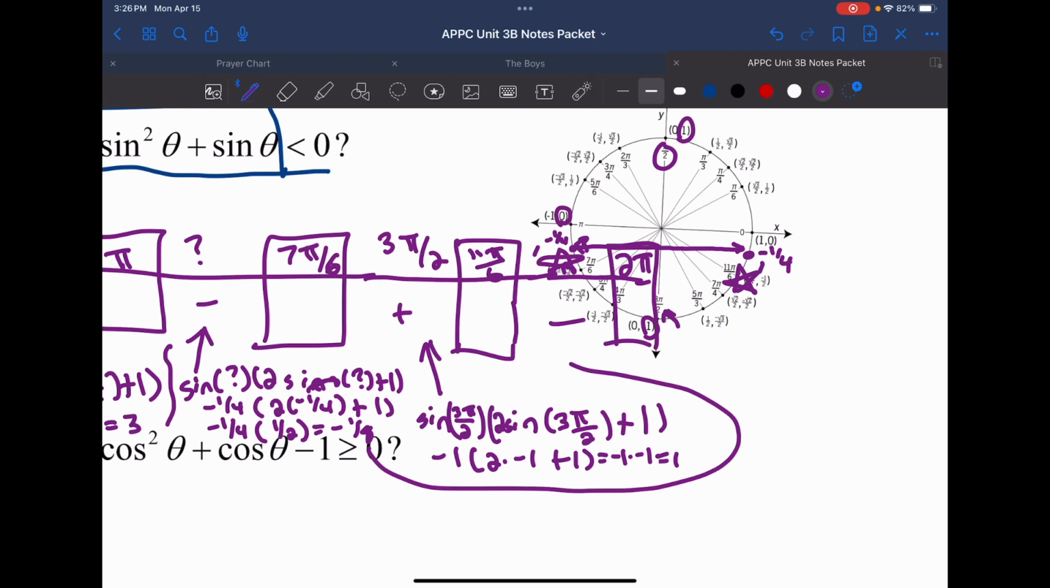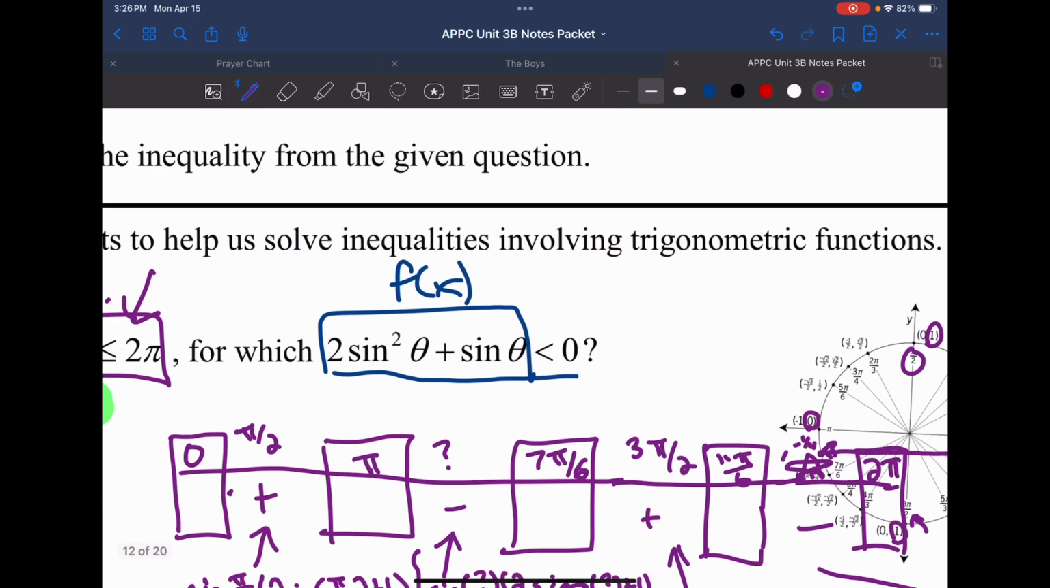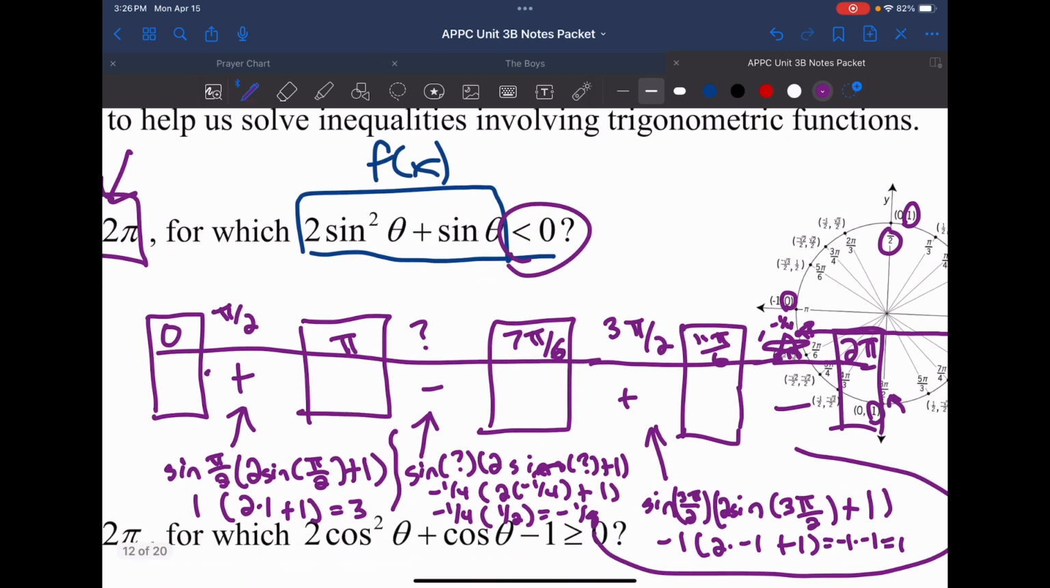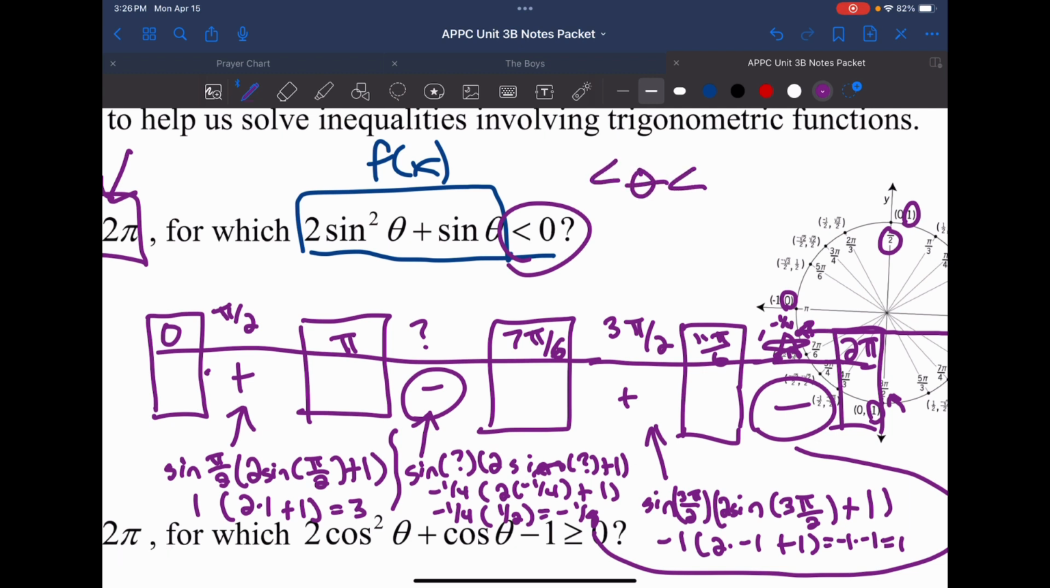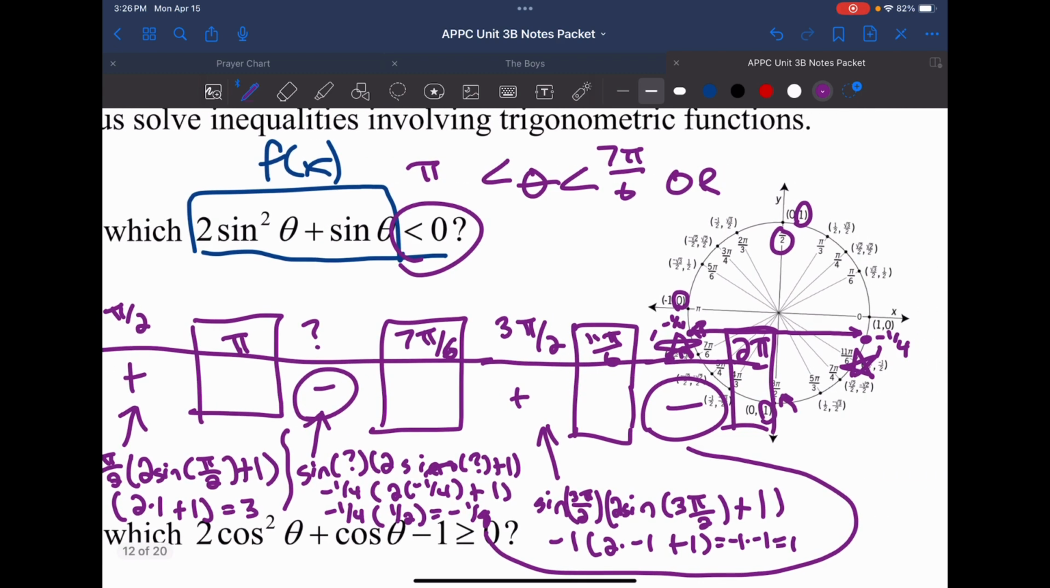So once again, I'm looking for where this is less than 0. When is it less than 0? So when is it negative? Here and here. So we can say theta is between pi and 7 pi over 6, or it's between 11 pi over 6 and 2 pi.